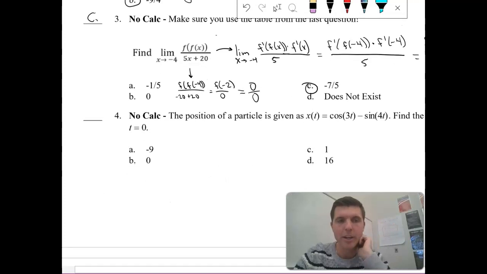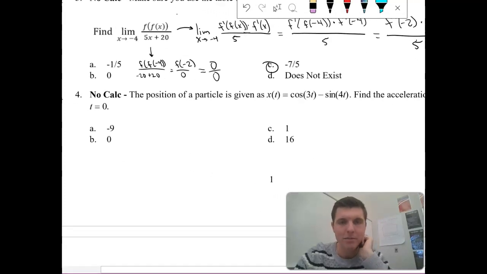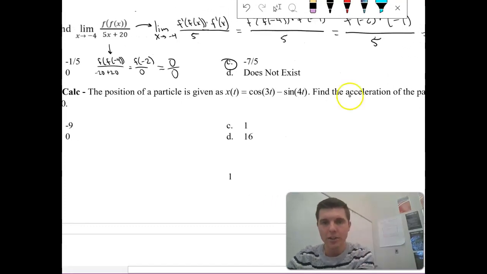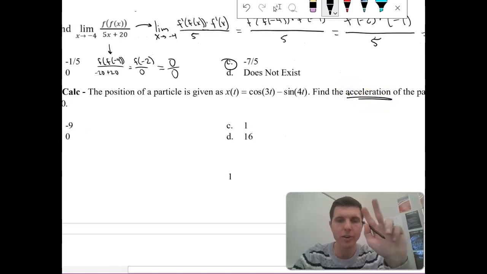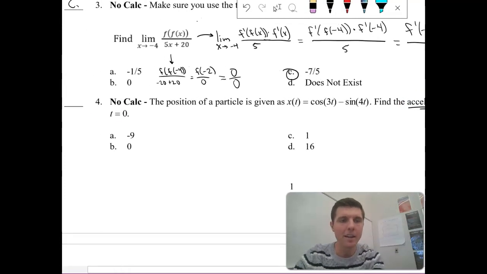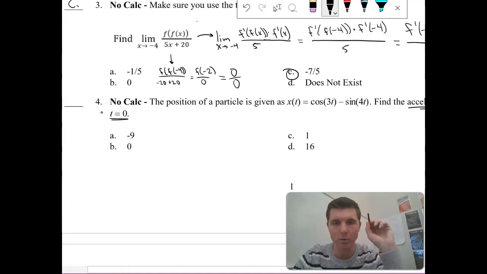Last multiple choice on the front here. We have position. We want acceleration. So we need to be thinking two derivatives, and then plug in our input. Plug in t equals 0.